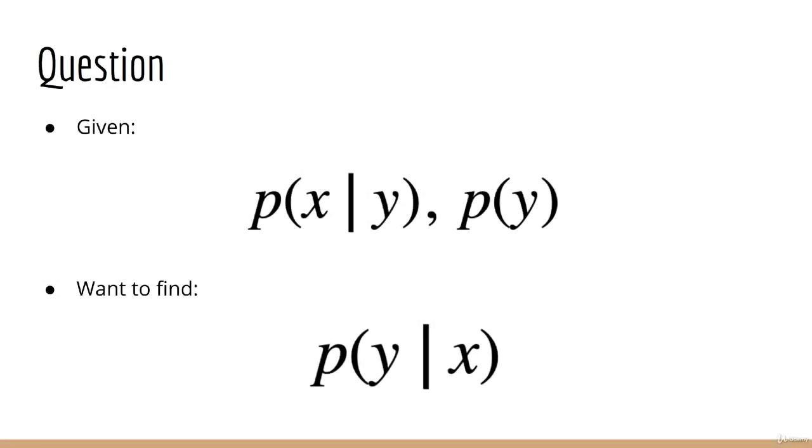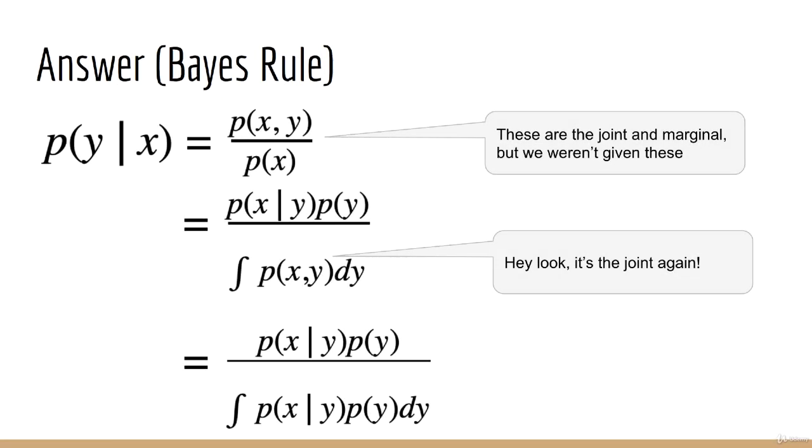For the next question, we're going to go back to probability distributions. Let's suppose I know the conditional distribution, p of x given y, and I know the marginal distribution, p of y. How can I use these to calculate p of y given x? The answer is by using Bayes' rule. In general, p of y given x is equal to p of x and y divided by p of x. That is the joint distribution divided by the marginal distribution of x.